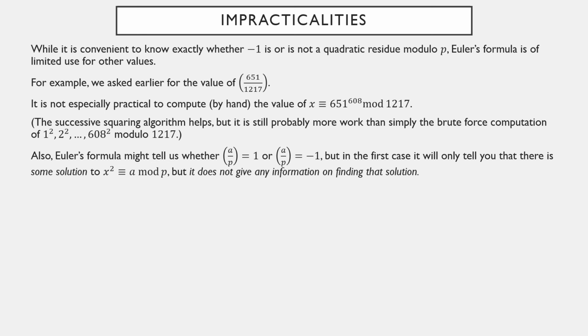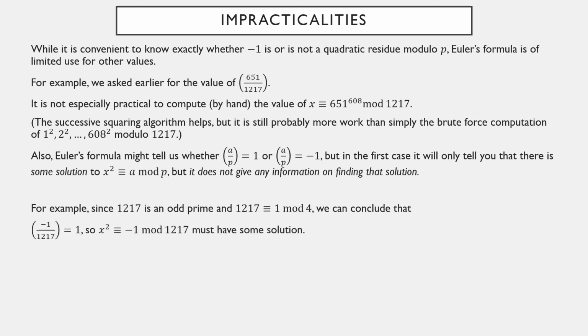So Euler's formula might also tell us, even if we can do it, whether the Legendre symbol is equal to 1 or negative 1. In the first case, it tells you there is some solution to x squared equivalent to a modulo p, but it doesn't actually tell you what the solution is. So even if you know that a number is a quadratic residue mod p, it doesn't actually solve x squared equivalent to a mod p. It doesn't tell you what number squared is equivalent to a. It just tells you a solution exists. For example, 1217 is an odd prime, and it's actually equivalent to 1 modulo 4, which means negative 1 is a quadratic residue modulo 1217. So there is some x so that x squared is equivalent to negative 1 modulo 1217. But we really don't have a lot of information on how to find that solution, only that it exists.